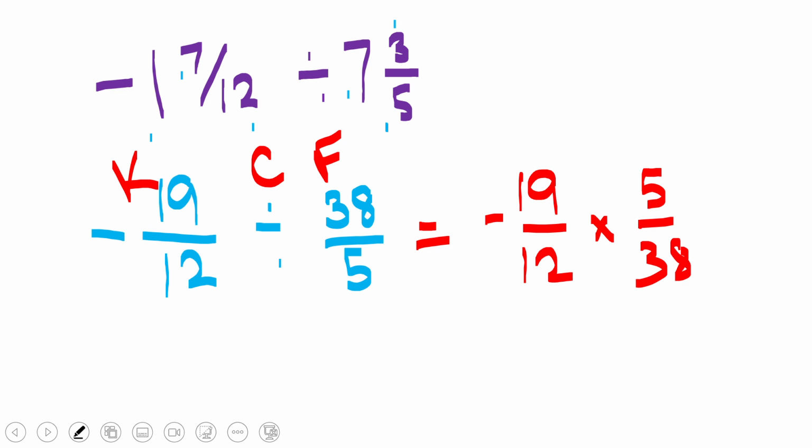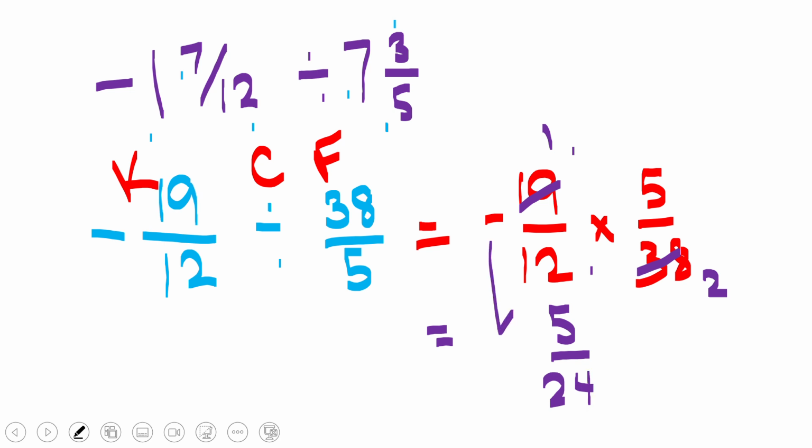So we're going to look for what we can cross cancel. If we think about it, 19 goes into itself once and into 38 twice. There's not a lot of numbers that could work for the GCF of 5 and 12. So we're going to work with 1 times 5 in the numerator, 12 times 2 in the denominator, and remember our negative sign will transfer with that. -5/24 is our final answer.